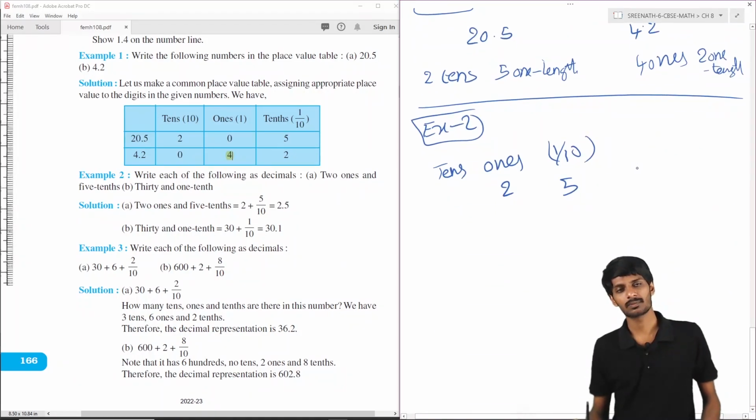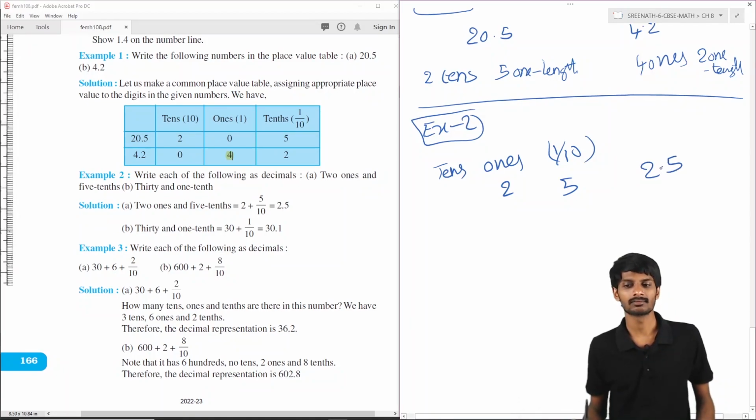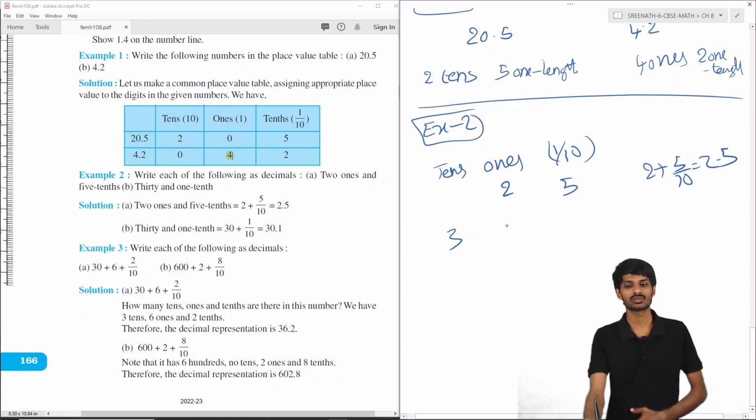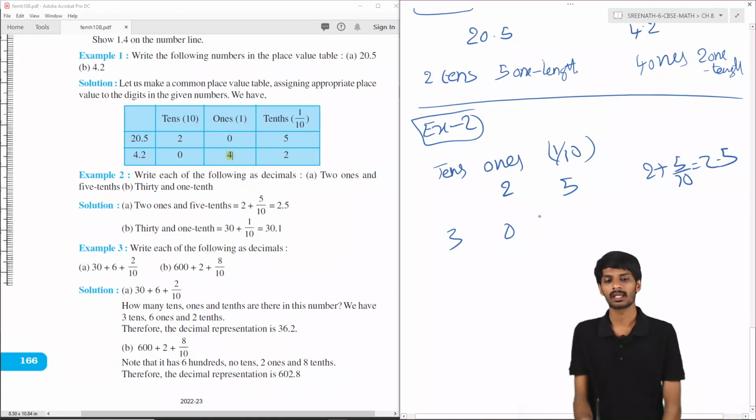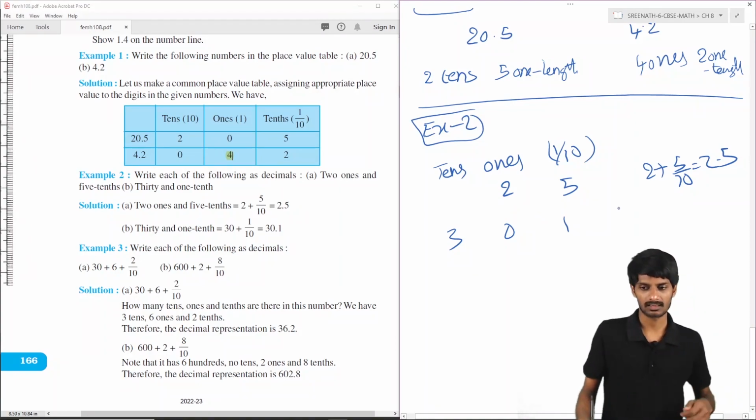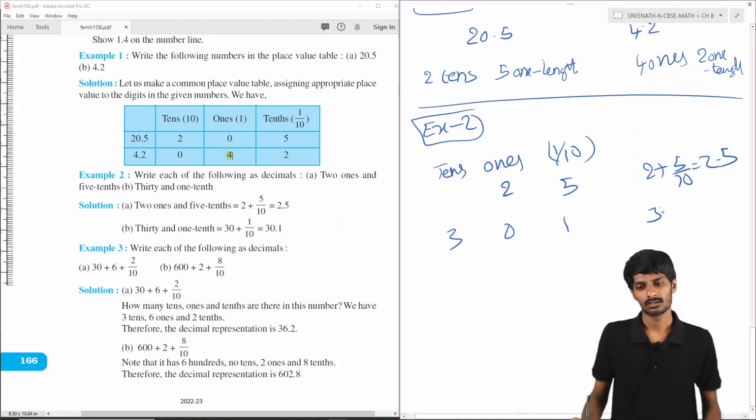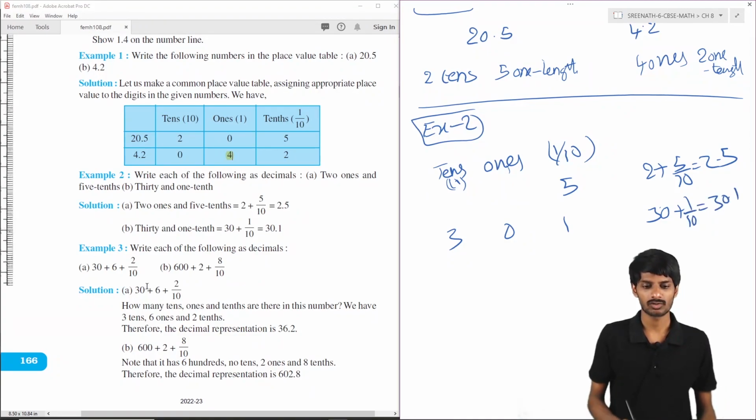5 tenths. So it is represented like 2.5. Okay students, why? Because it means 2 plus 1 tenth is 5 by 10, that is equal to 2.5. If you have 30 and 1 tenth, how many tenths are there? There are no ones, and there is only 1 tenth. So it becomes 30 plus 1 by 10, it is 30.1. Like that you have to do this, students.